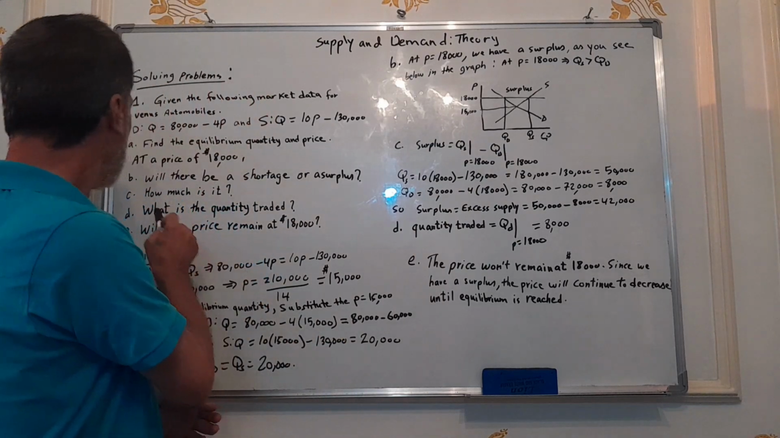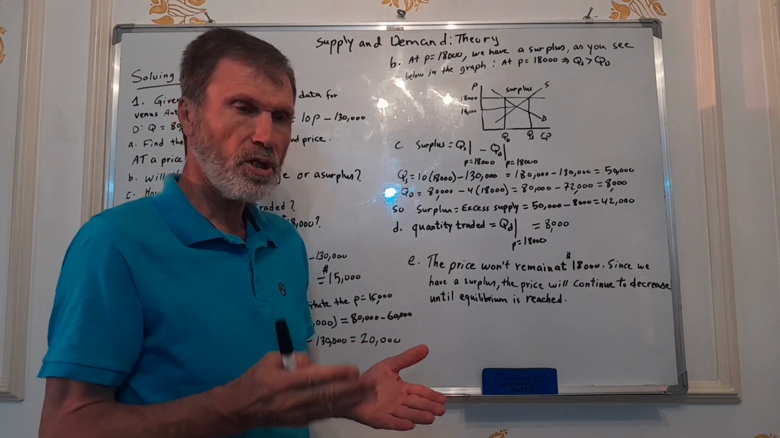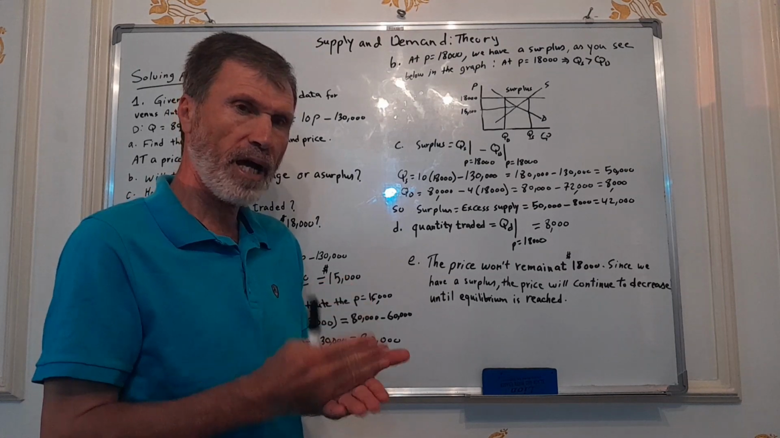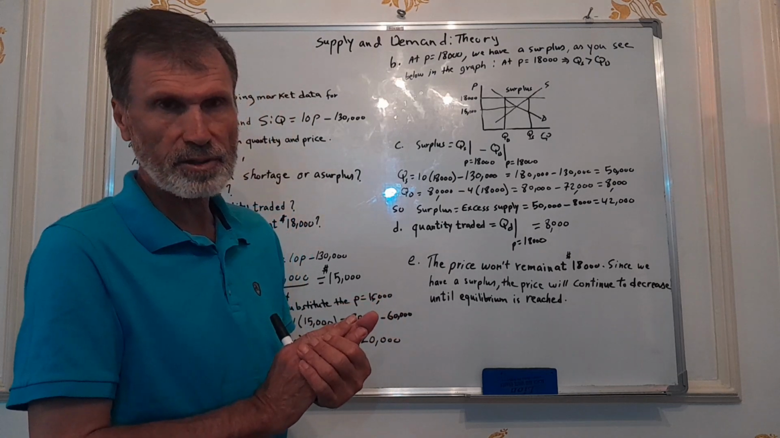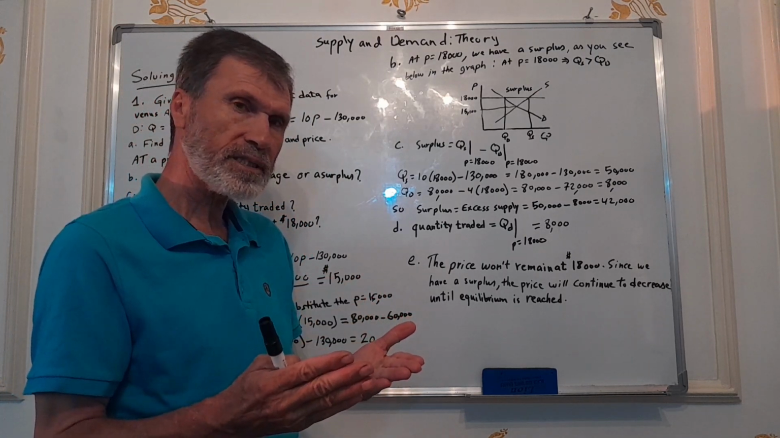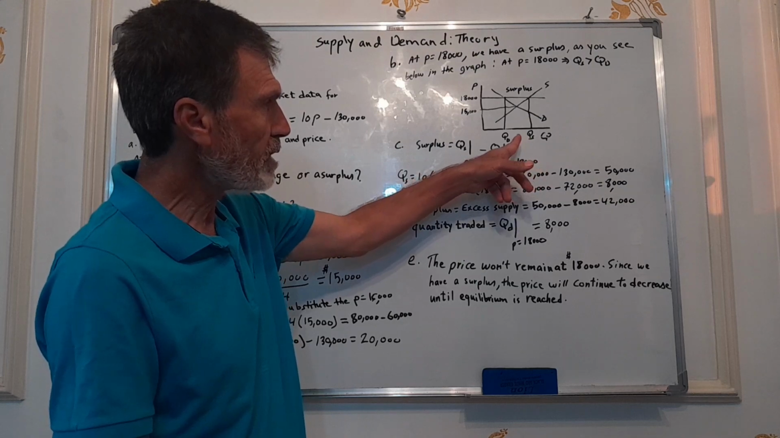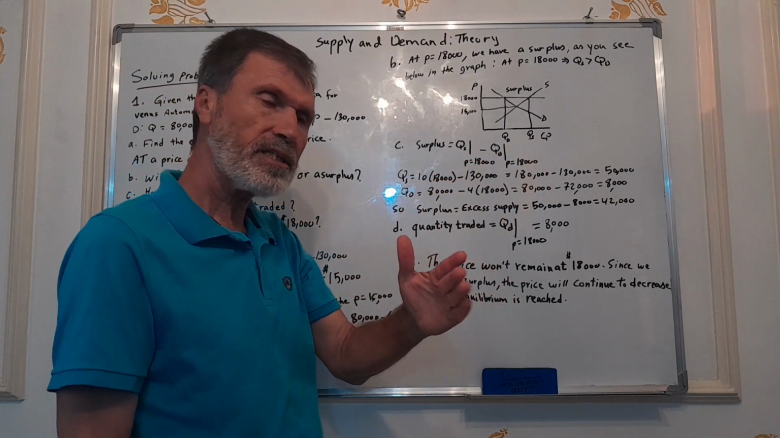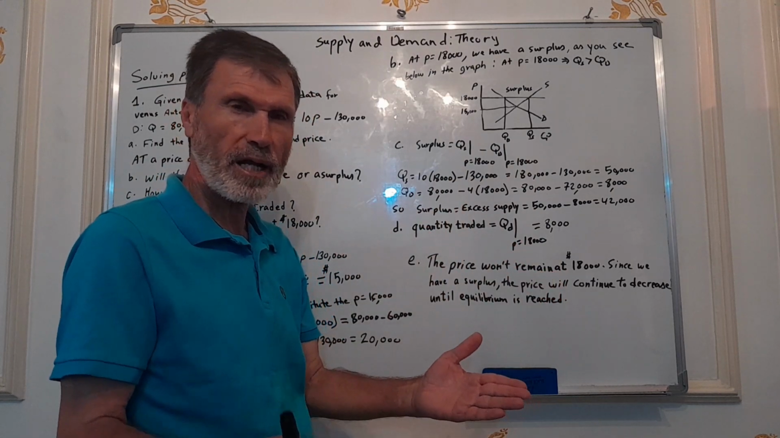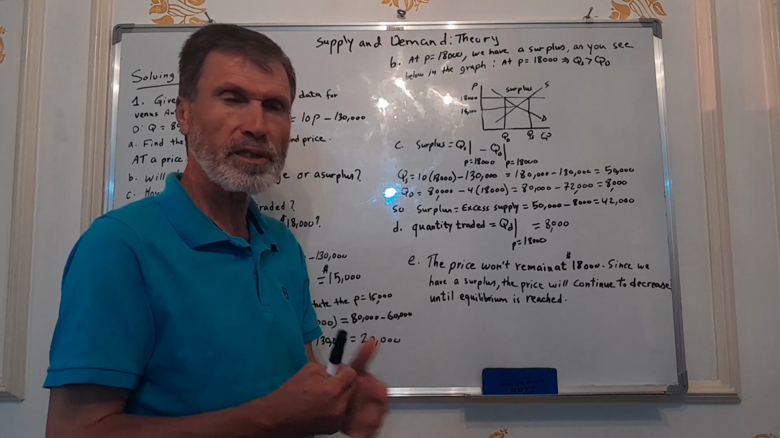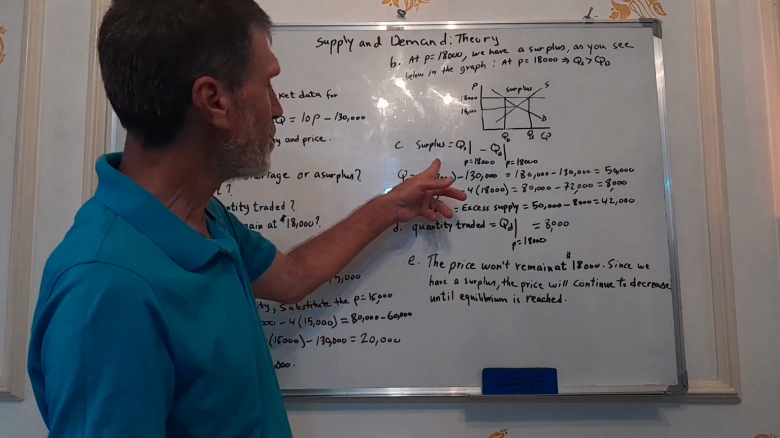Now, how much is it? To find the value of the surplus, we calculate the quantity demanded at 18,000 and the quantity supplied at 18,000. Because we have a surplus, the quantity supplied is above the quantity demanded, as you can see here. So let's find the quantity supplied at 18,000 and the quantity demanded at 18,000 and subtract the quantity demanded from the quantity supplied to come up with the value of the surplus or the excess supply. So we do this over here.